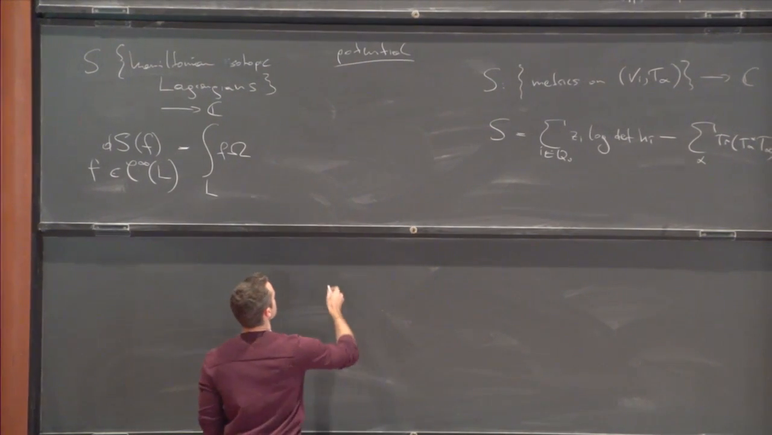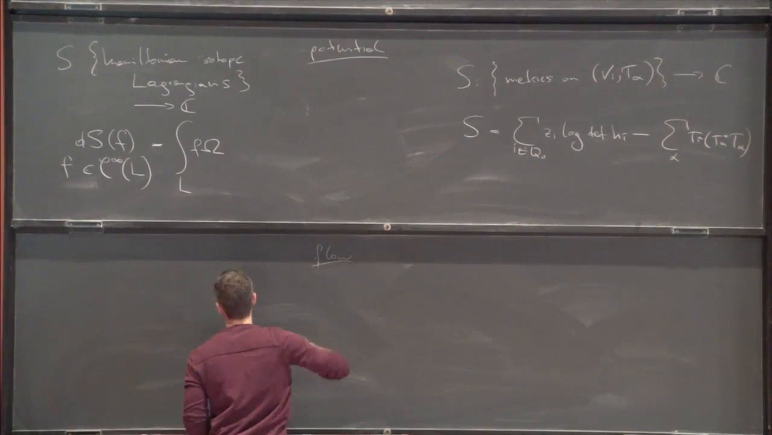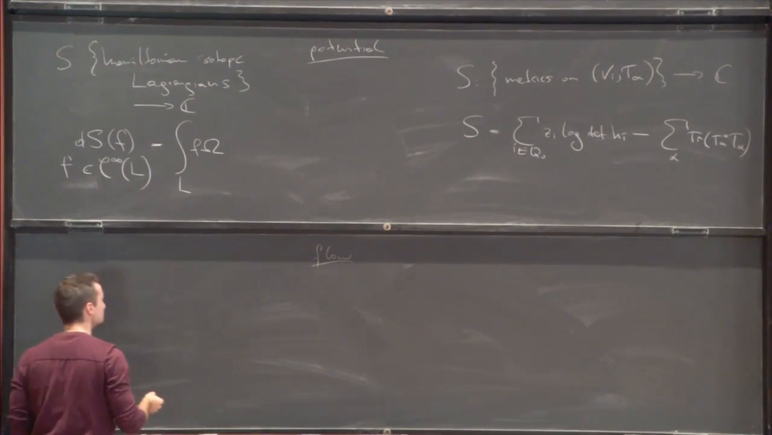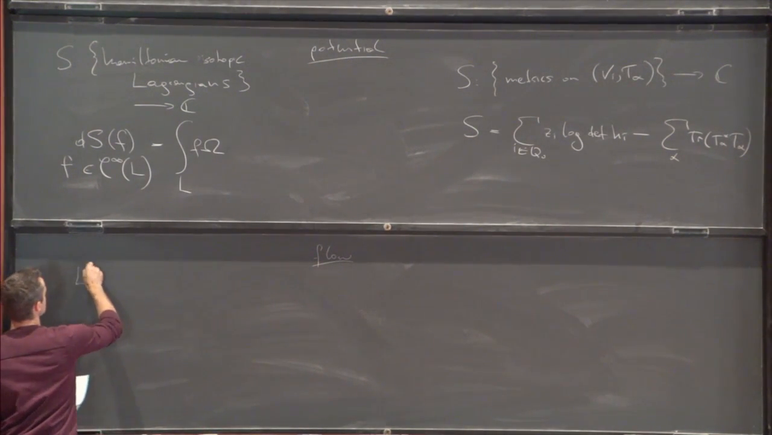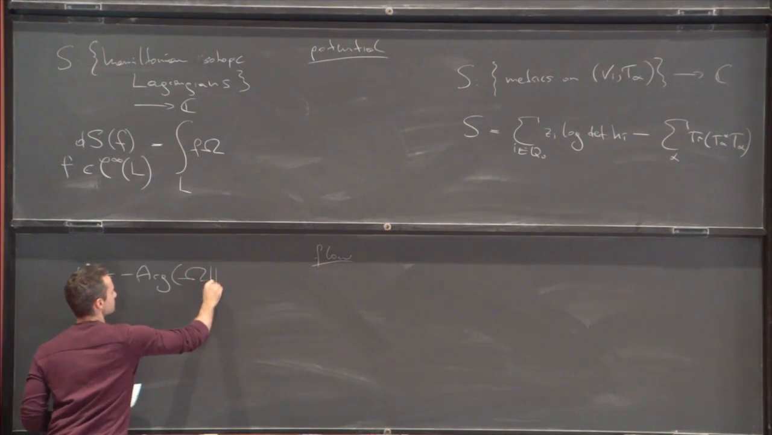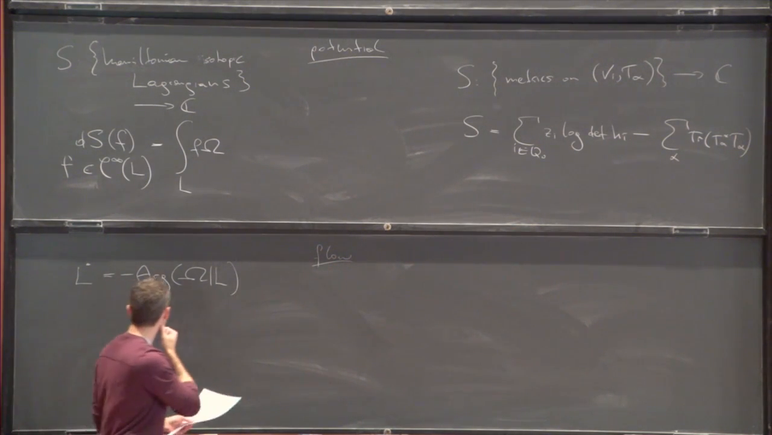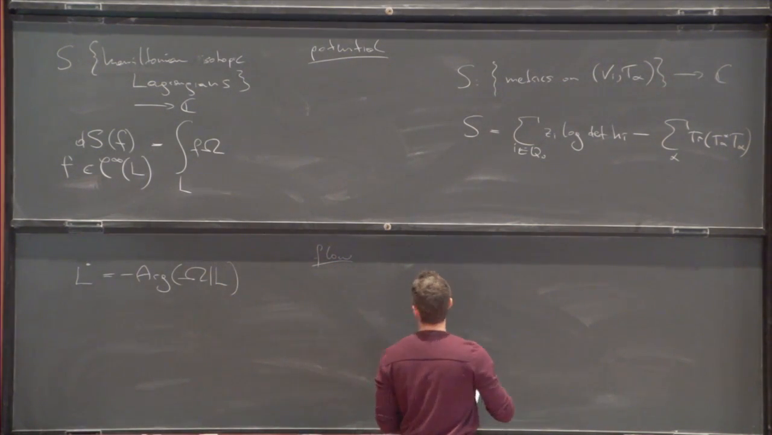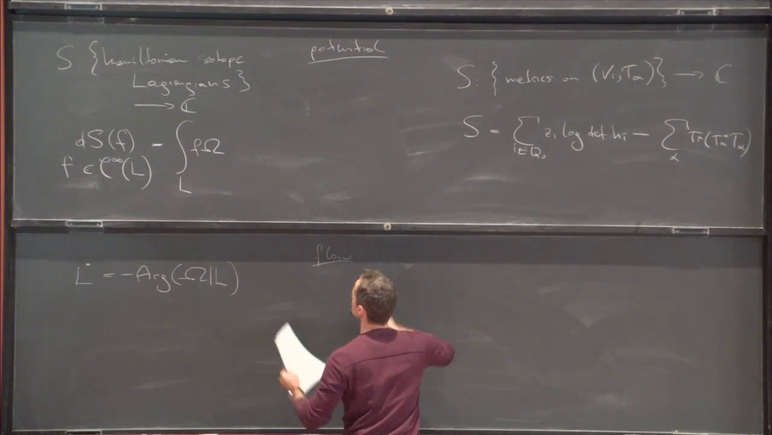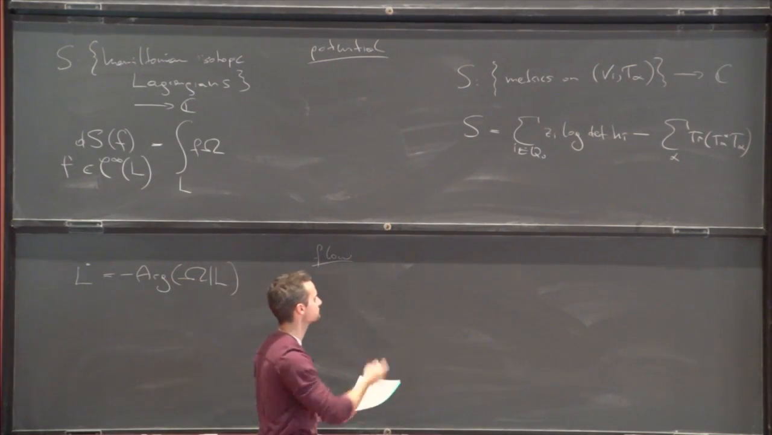Yes, so in both cases there's a flow on this space, which here is minus the argument of omega restricted to L. That's like a mean curvature flow. And here, once you have this, the rest is all derived from that formula for S. S sort of determines the geometry.